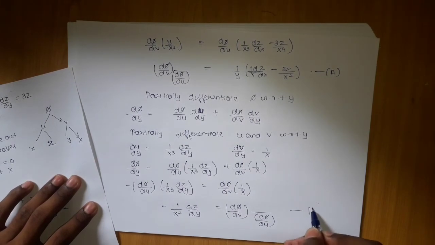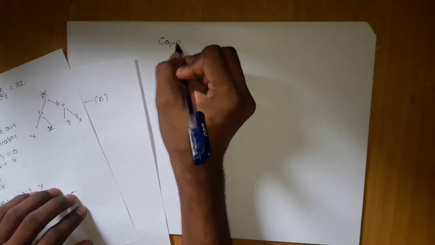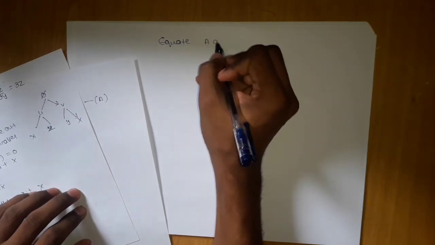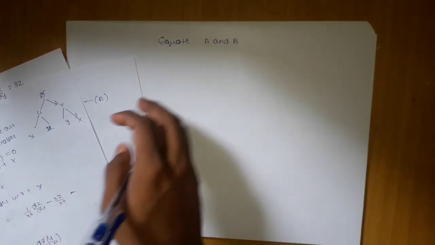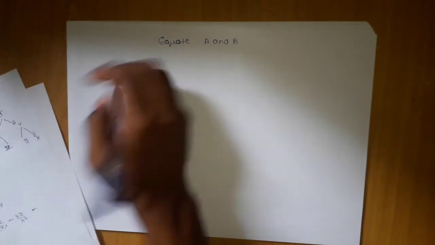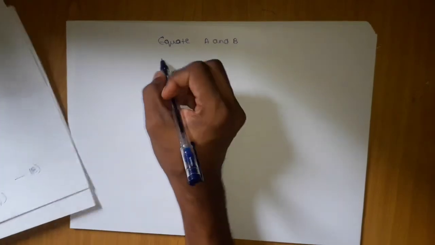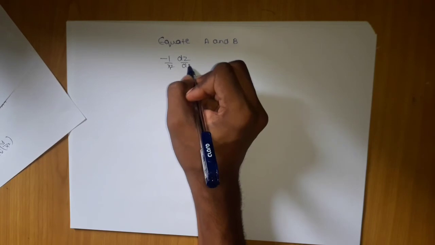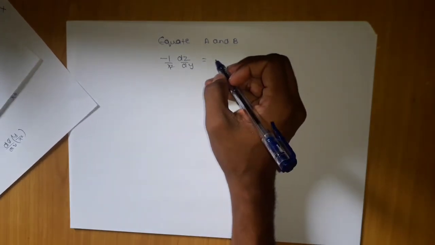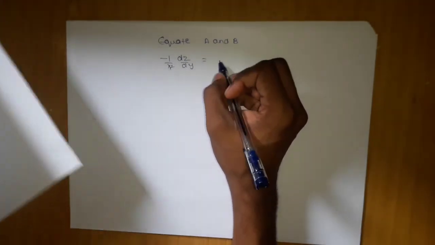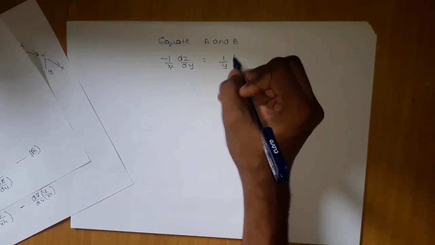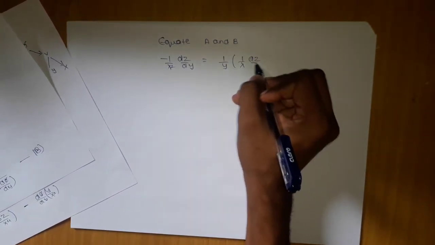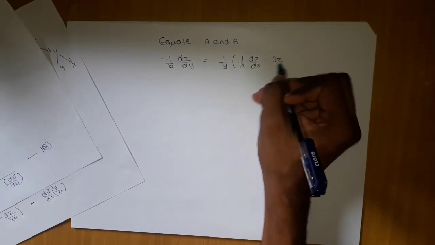Let's call it B. Now what we have to do is equate A and B. What we are going to get is something like 1 by x square dou z by dou y, which should be equal to what we get from A, 1 by y, 1 by x dou z by dou x minus 3z by x square.